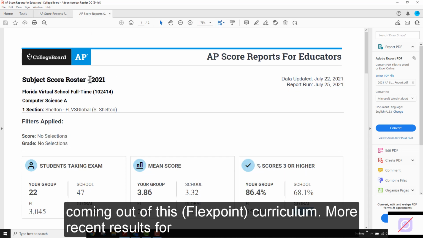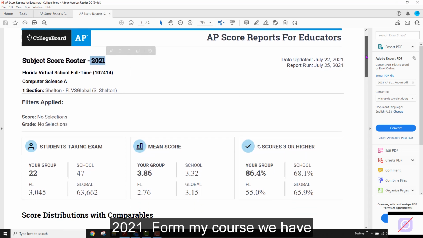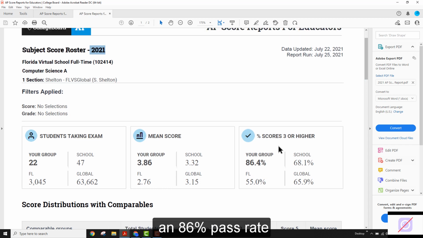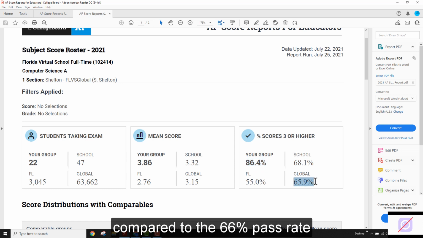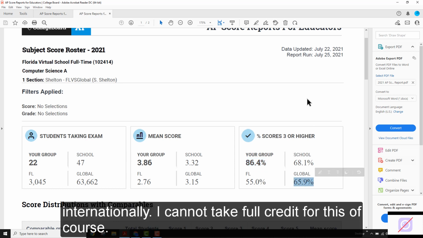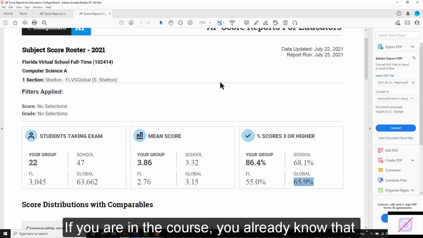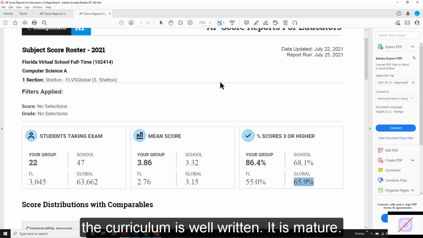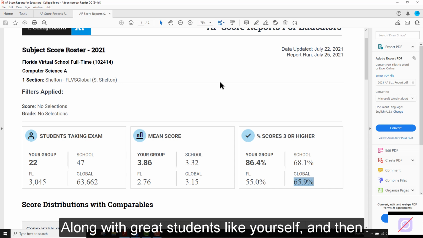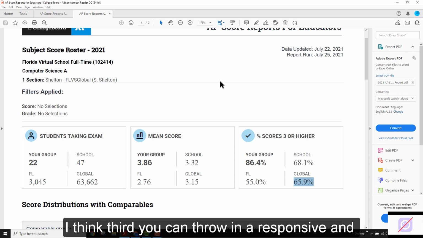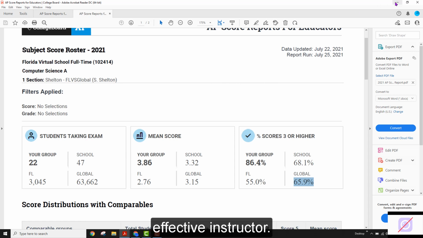More recent results for 2021 from my course, we have an 86% pass rate compared to the 66% pass rate internationally. And I can't take full credit for this. Of course, if you're in the course, you already know that the curriculum is well written, it is mature, along with great students like yourself. And then I think third, you can throw in a responsive and effective instructor.